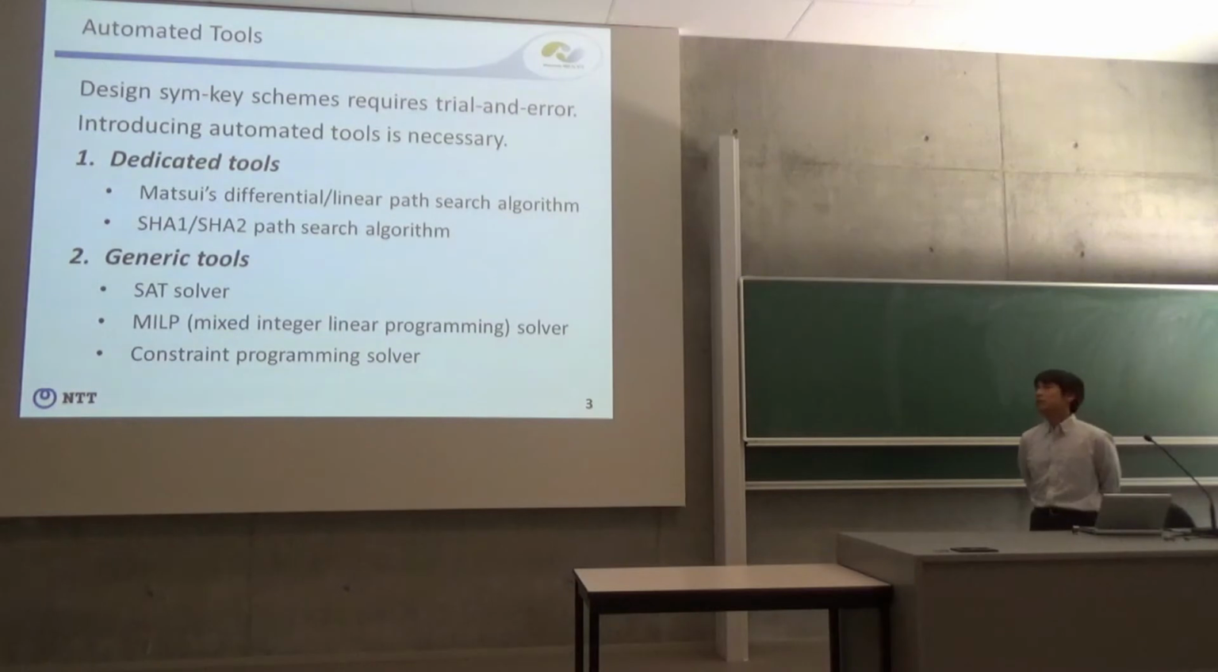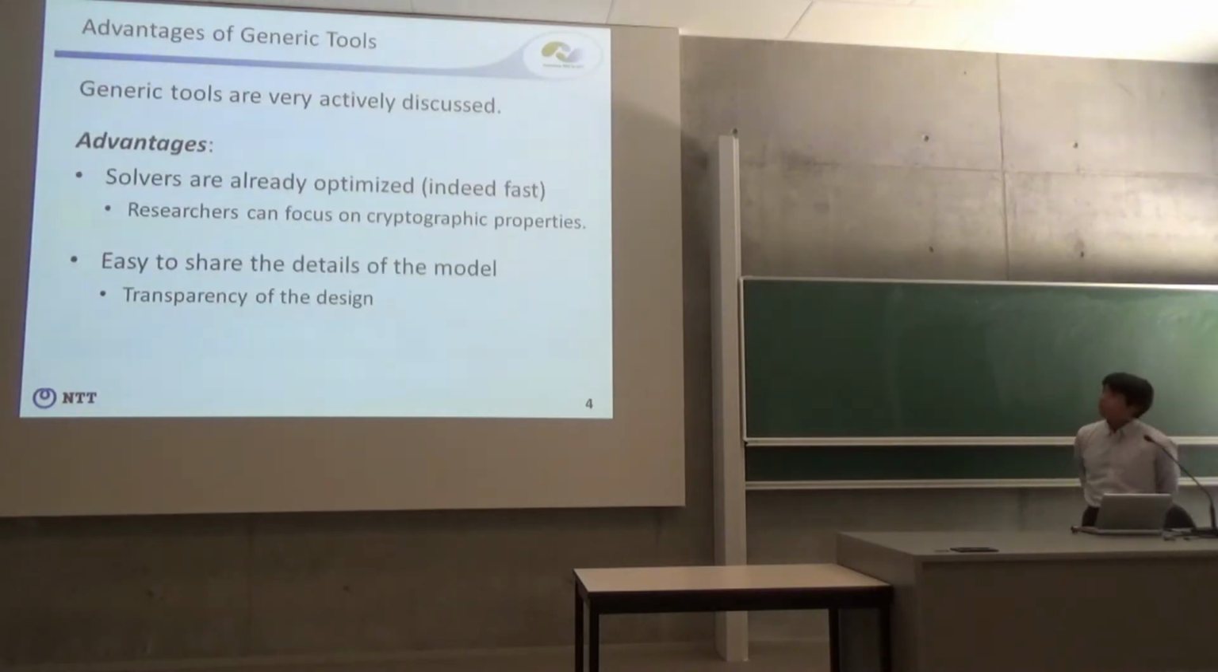Okay, so there are two types of tools. So one is dedicated tools. For example, you may have heard about Matsui's differential or linear path search algorithm, which was developed around 1990. Or another is like the path search algorithm for SHA-1 and SHA-2. This is really complicated. Or another approach is generic tools. It's really generic, like SAT solver or MILP solver or constraint programming solver. These are generic problems, not only for crypto. And I try to focus on the generic tools.